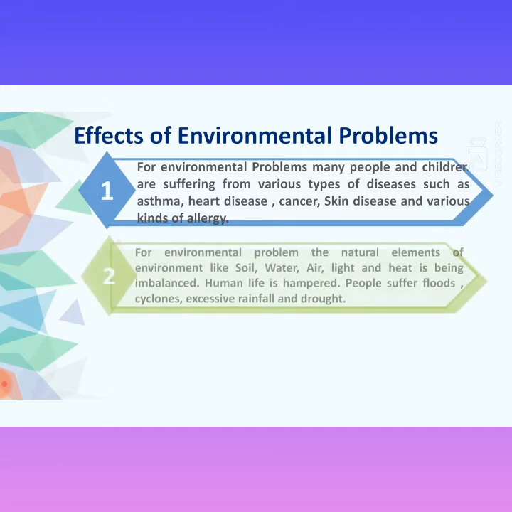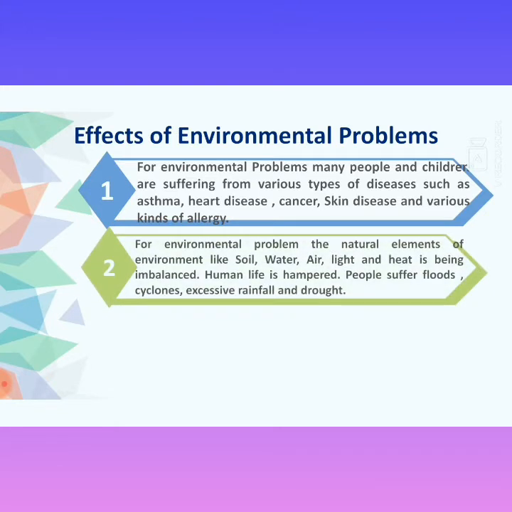And number two effect, for environmental problems, the natural elements of the environment like soil, water, air, light, and heat are being imbalanced. Human life is hampered. For environmental pollution, people suffer floods, cyclones, excessive rainfall, and drought.